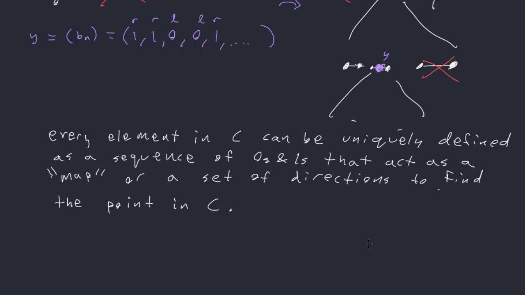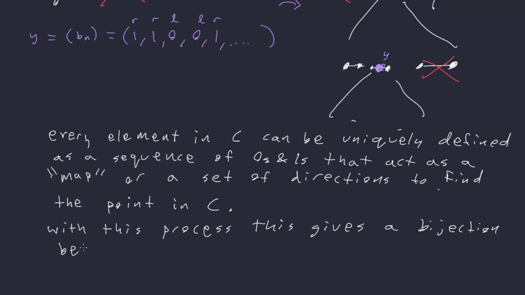Now, since I can do this uniquely, and I'm not going to go into huge details here, I don't think there's time, nor do I think it would be that helpful, we can actually, with this process, this gives us a bijection between C and the set of all sequences containing zeros and ones.